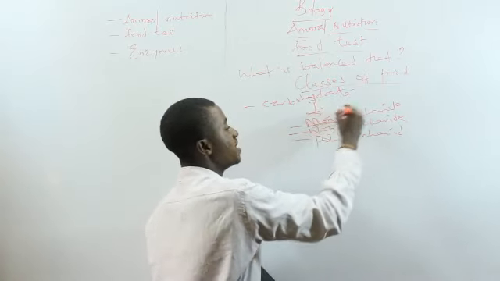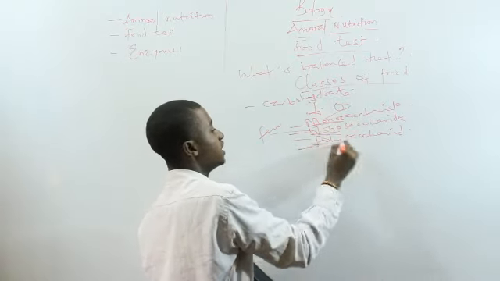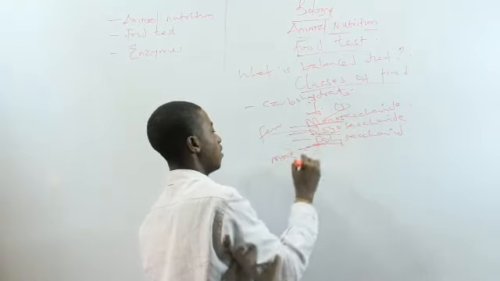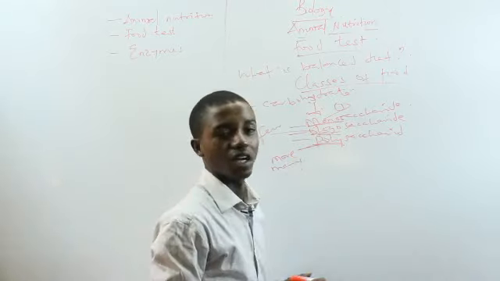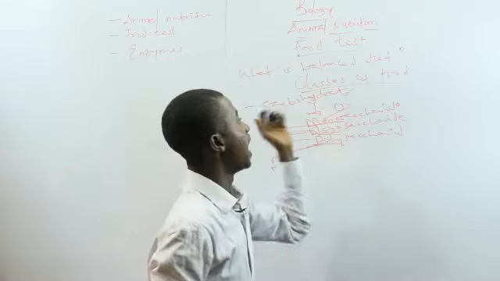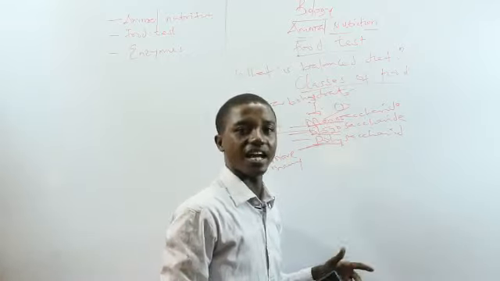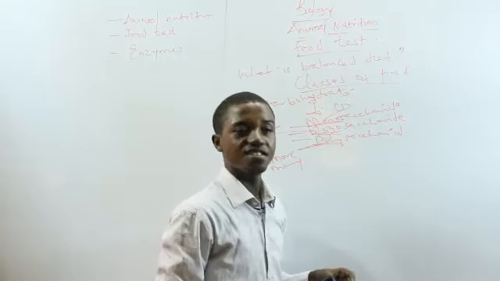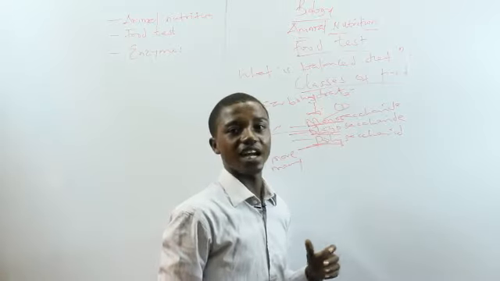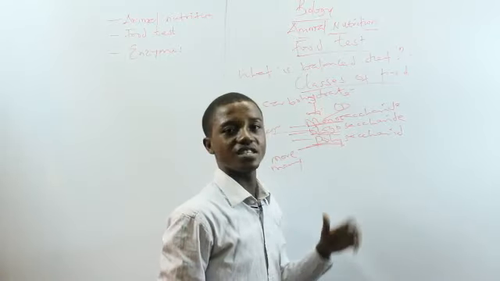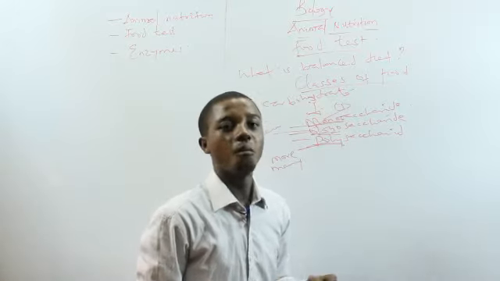The word mono means one. The word oligo means few. The word poly means more, or we can simply say many. So again, carbohydrate is basically divided into three. We have monosaccharide, oligosaccharide, and lastly polysaccharide. Monosaccharide simply means one, oligosaccharide means few, while polysaccharide, poly means what? Many.